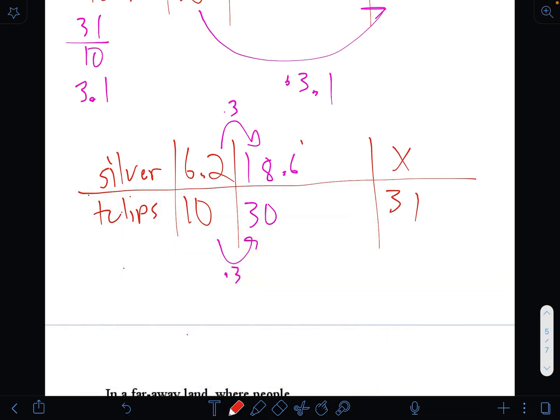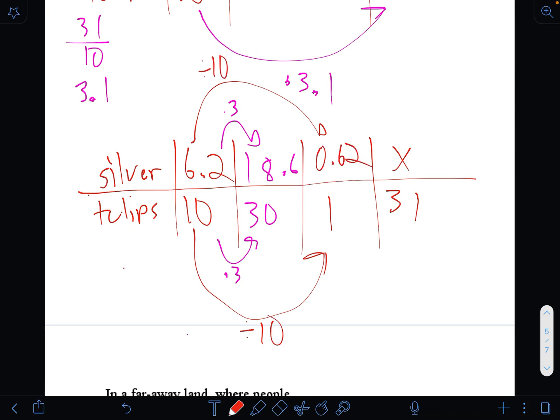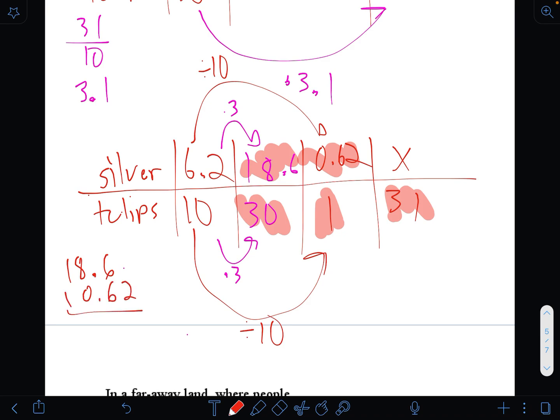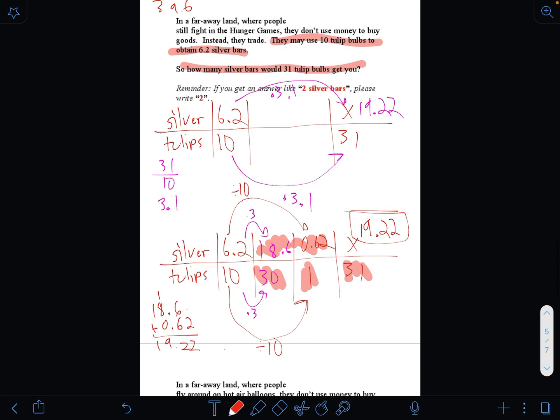Oh yeah, look. If you divide 10 by 10, you get 1. So divide 6.2 by 10, you get 0.62. So 30 and 1 is 31. 18.6 and 0.62 to 19.22. There we go. Same exact answer. Good job.